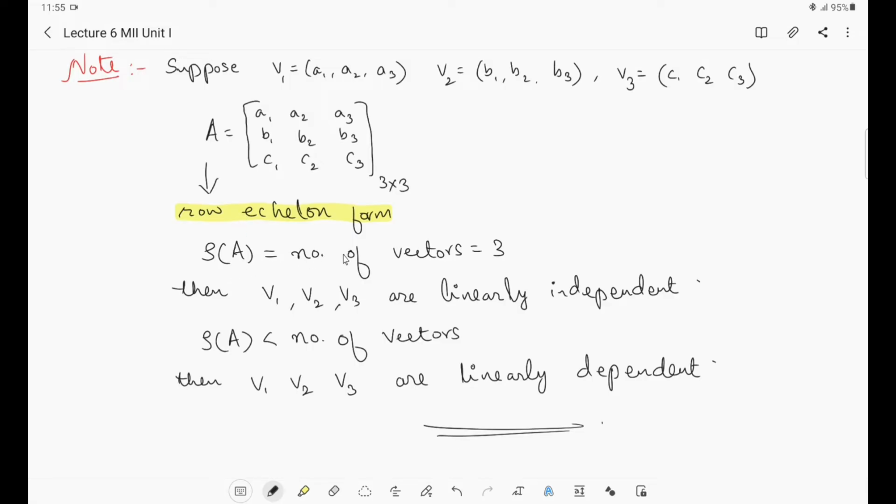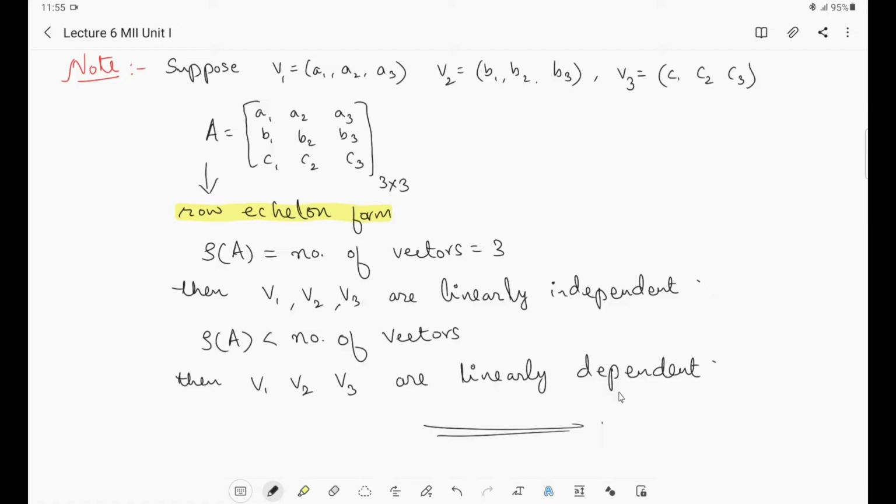After getting the rank, we have to see whether the rank is equal to the number of vectors or not. If it is equal to the number of vectors, then the vectors are said to be linearly independent. If the rank is less than the number of vectors, then the vectors are said to be linearly dependent.